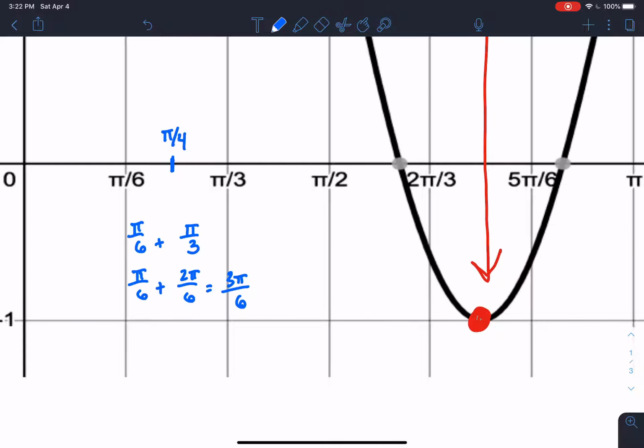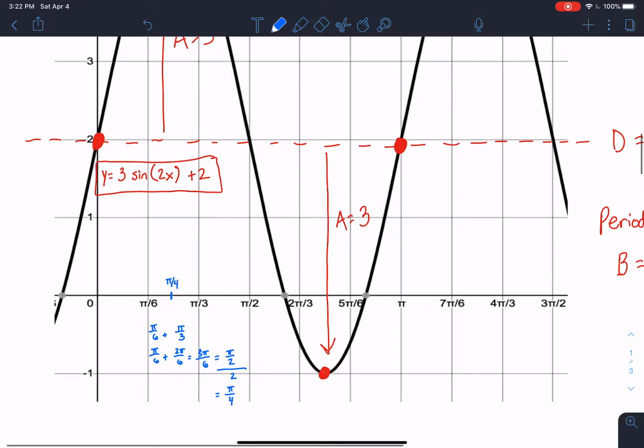Did I do that right? Yeah, sorry. So that's going to be pi over 2. And then I need to divide that by 2, because I'm adding two terms together. So that's going to be pi over 4. So the middle of that would be pi over 4.